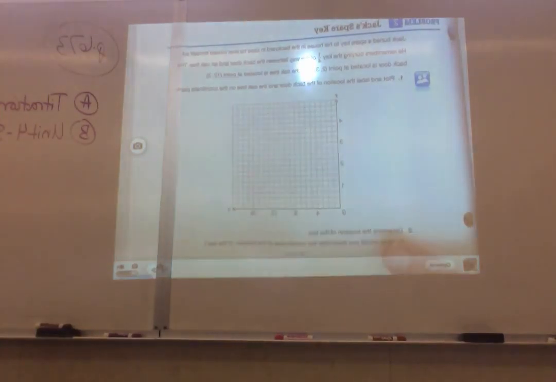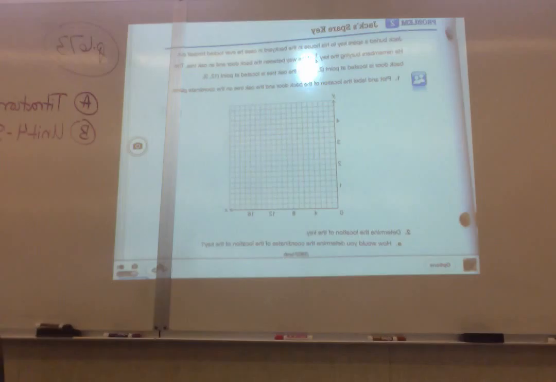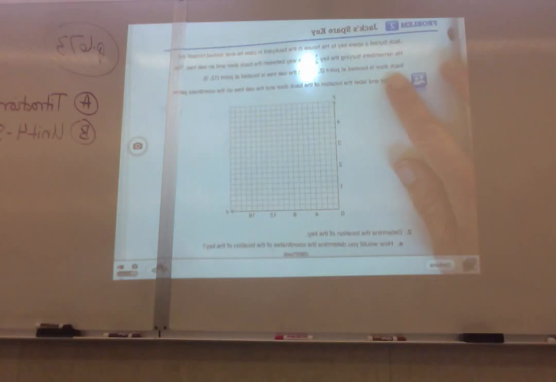Okay. Jack buried a spare key, yes? Go ahead, please. Jack buried his spare key to the house in the backyard in case he ever lost himself. To remember, he buried the key a quarter of the way between the back door and the oak tree. The back door is located at point (2, 3), and the oak tree is located at point (12, 3).